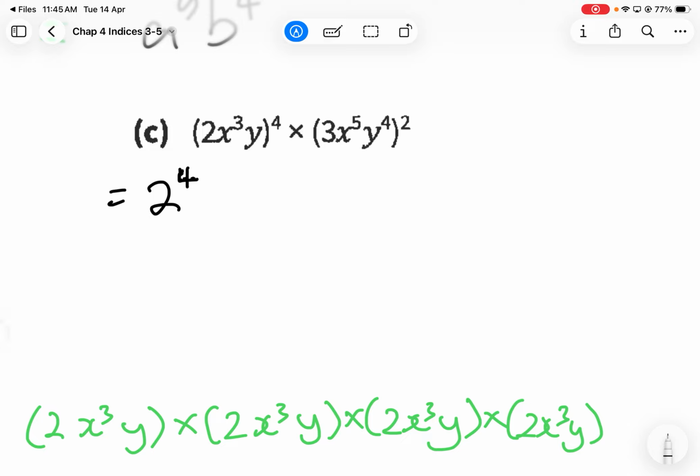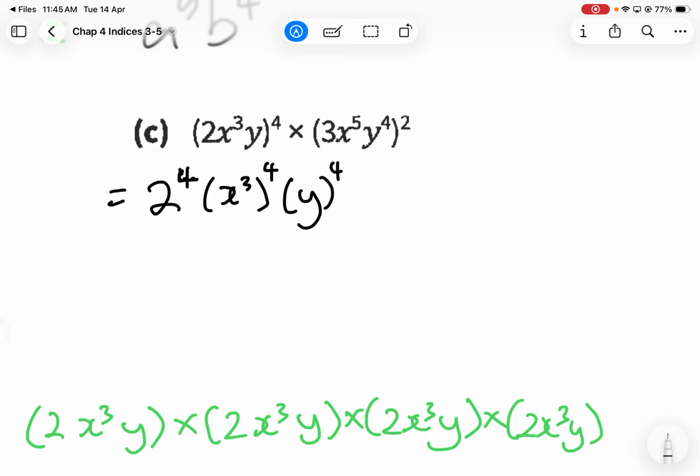Then if I look at my x cube, it is multiplied by itself 4 times also. So inside my bracket, my x cube also will be to the power of 4. Similarly, my y will also be to the power of 4. Okay, so the first bracket went to the power of 4.